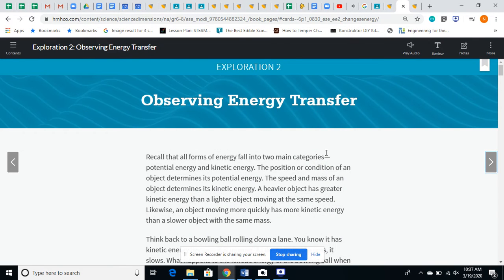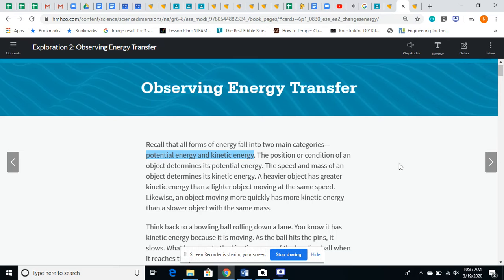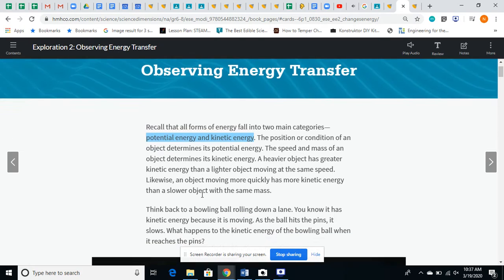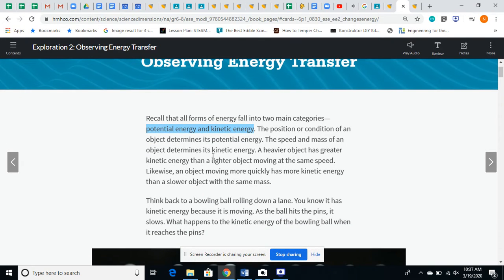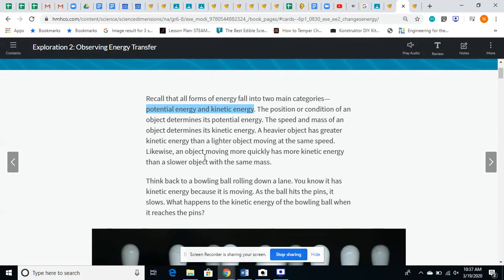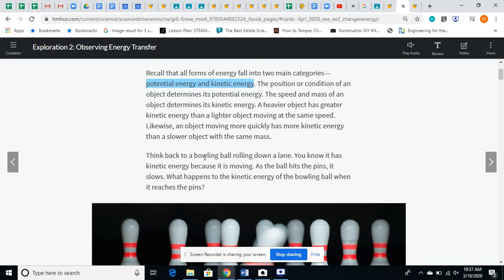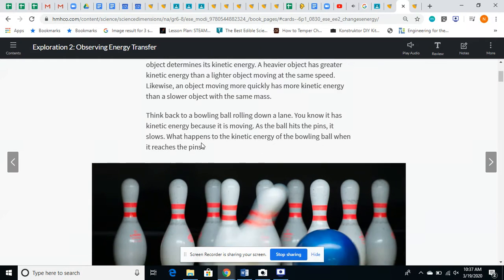Energy transfer is different than energy transformation, but we're going to start here: all forms of energy fall into two main categories, potential and kinetic energy. The position or condition of an object determines its potential energy. The speed and mass of an object determines its kinetic energy. A heavy object has greater kinetic energy than a lighter object moving at the same speed. Likewise, an object moving more quickly has more kinetic energy than a slower object with the same mass.